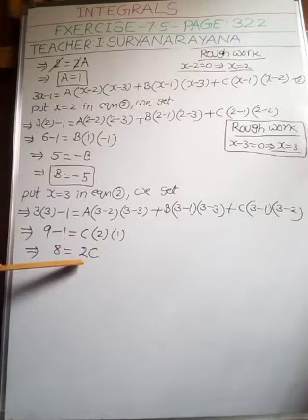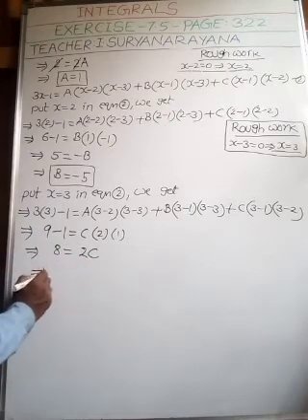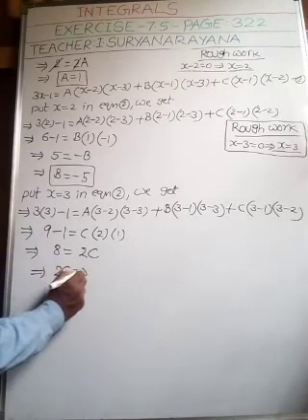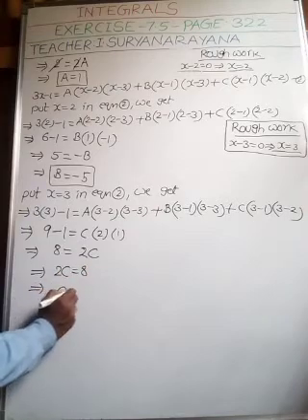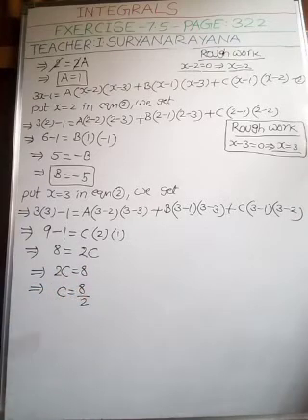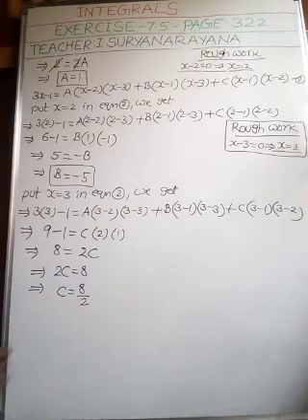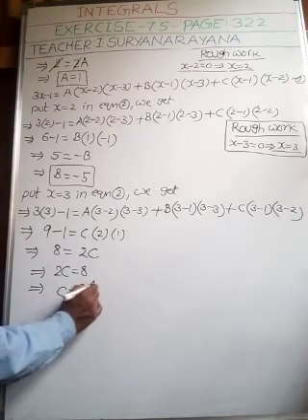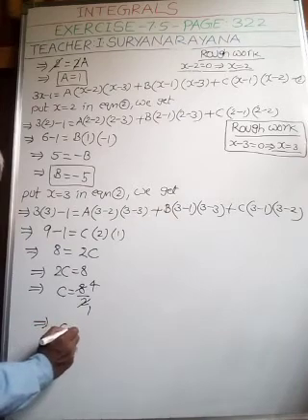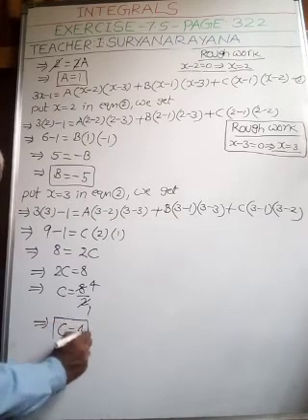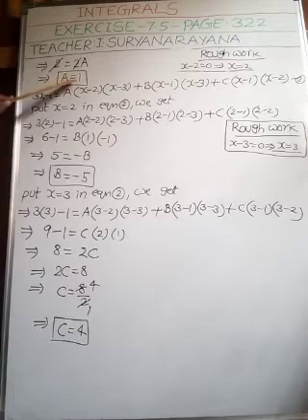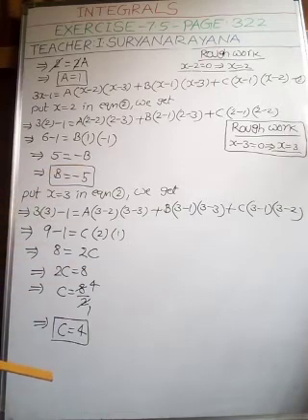What will you get? 2C. Understood this step, my children? Right. This implies 2C is equal to 8. This implies C is equal to 8 by 2. By transposing 2 to RHS, it becomes by 2. So 8 by 2. 2 1 times, 2 4 times. This implies C is equal to 4. So we got here A is equal to 1, B is equal to minus 5 and C is equal to 4. Understood these three values, my children?